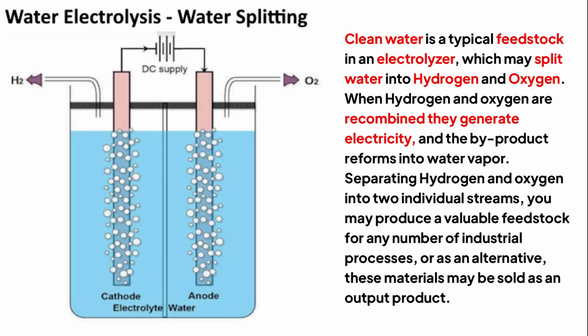Clean water is a typical feedstock in an electrolyzer, which may split water into hydrogen and oxygen. When hydrogen and oxygen are recombined, they generate electricity, and the byproduct reforms into water vapor. Separating hydrogen and oxygen into two individual streams, you may produce a valuable feedstock for any number of industrial processes, or as an alternative, these materials may be sold as an output product.